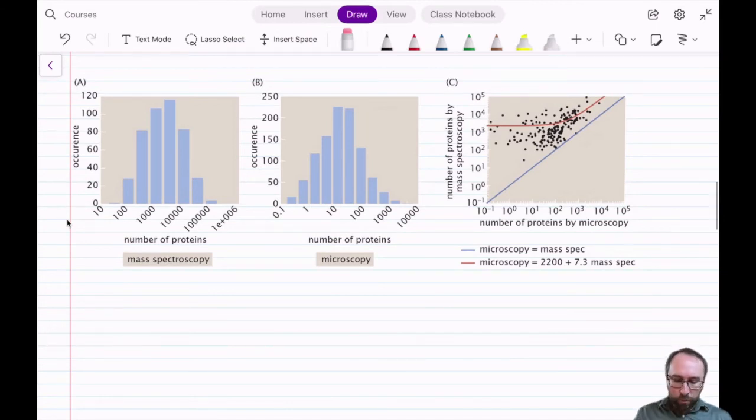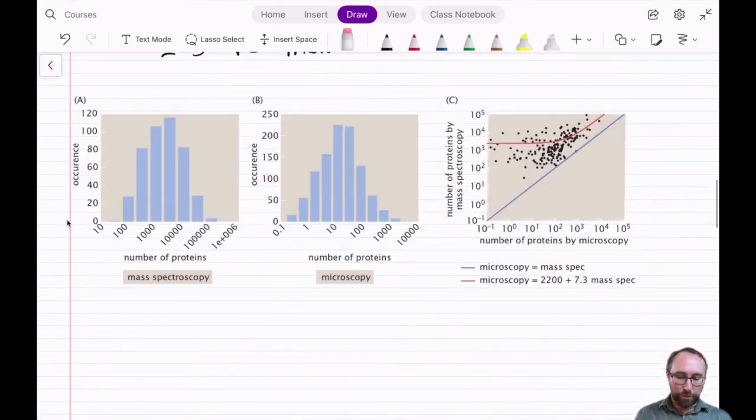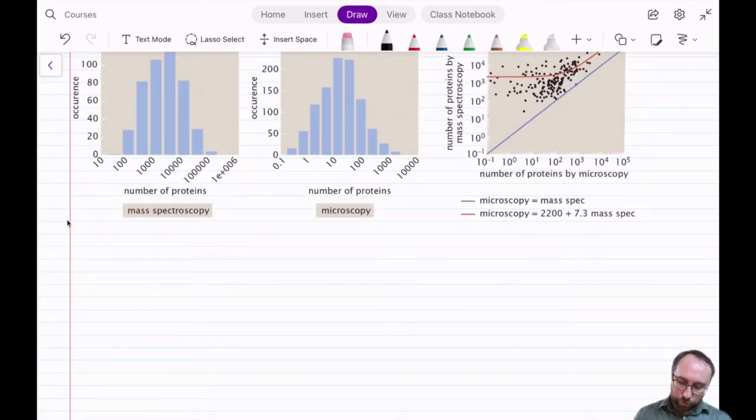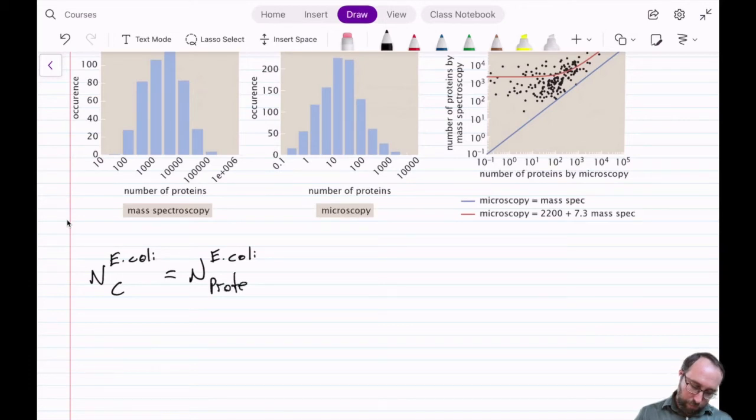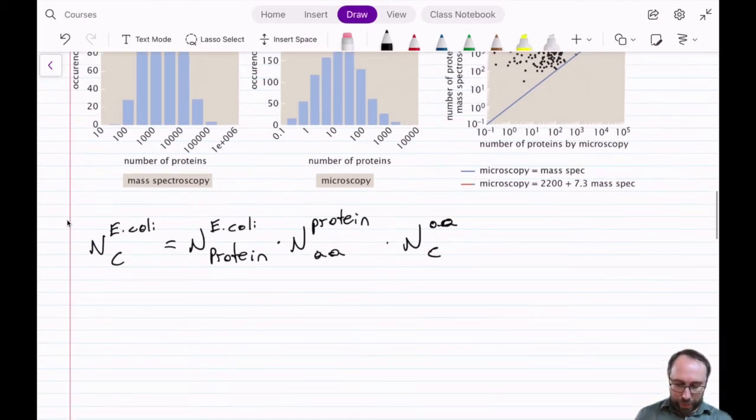All right, so now we know the number of molecules, but we wanted to figure out the number of carbons in the cell, right? So to figure out the number of carbons in E. coli, assuming that most of it comes from proteins, let's do the number of proteins in E. coli, times the number of amino acids per protein, times the number of carbons per amino acid, okay? And we know most of these numbers.